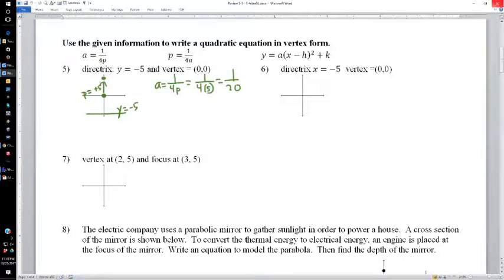So, fill in your A, H, and K. What's the nice thing about this, the vertex is 0, 0, so my H and my K go away on these ones. But your A value is 1 over 20. So, y equals 1 over 20 x squared.